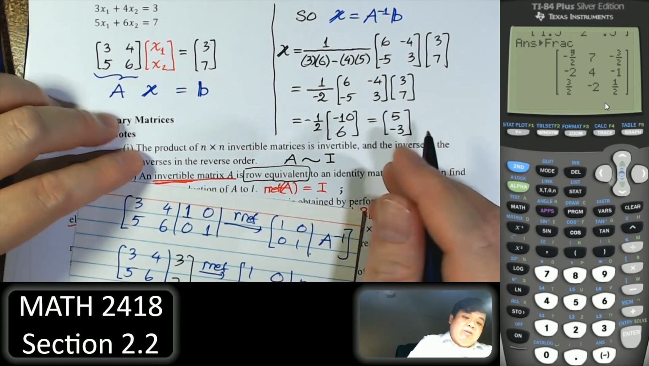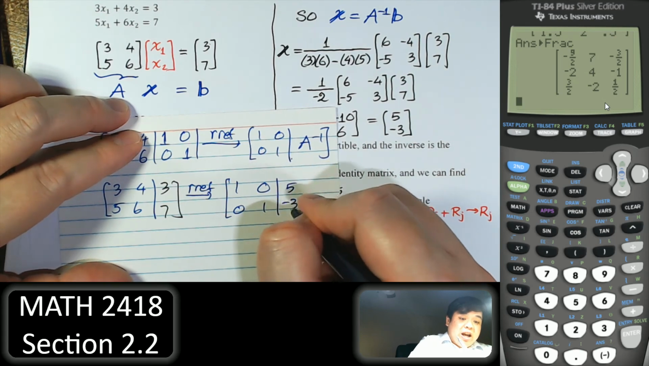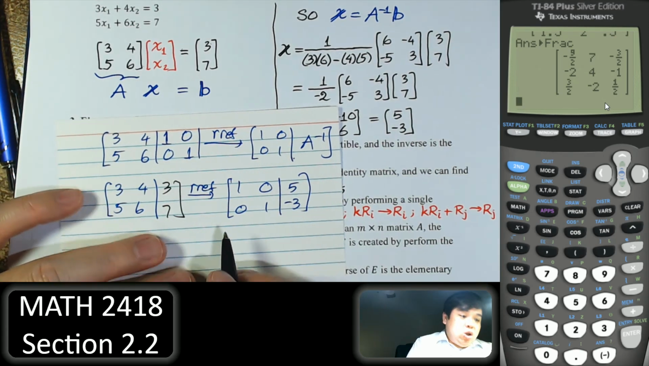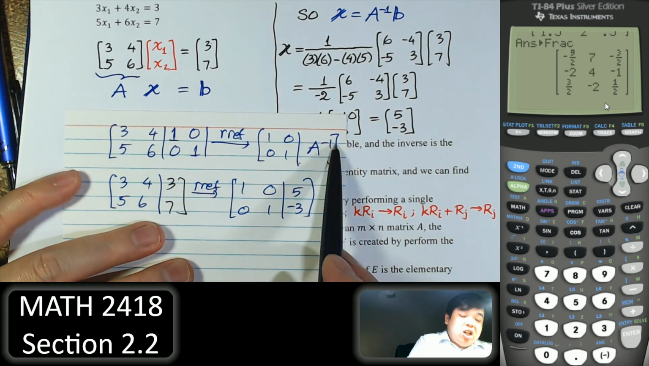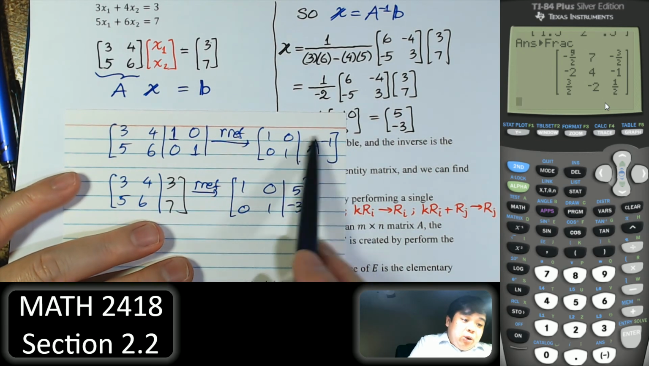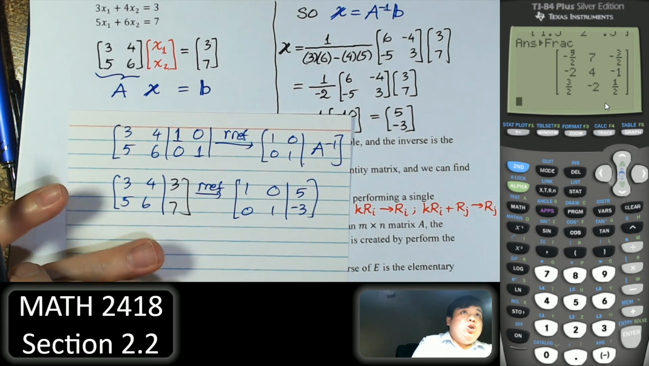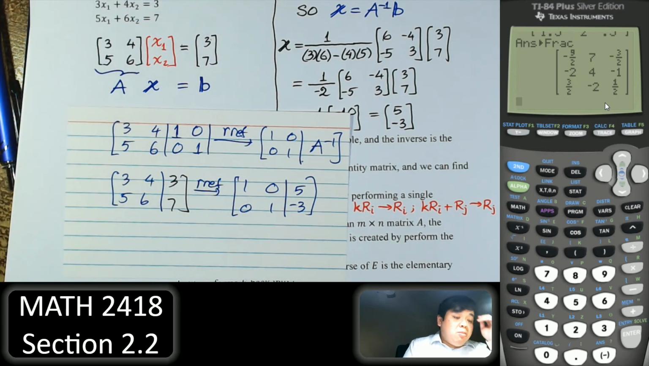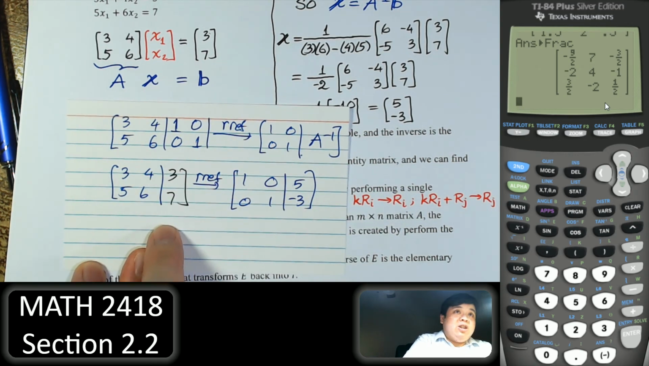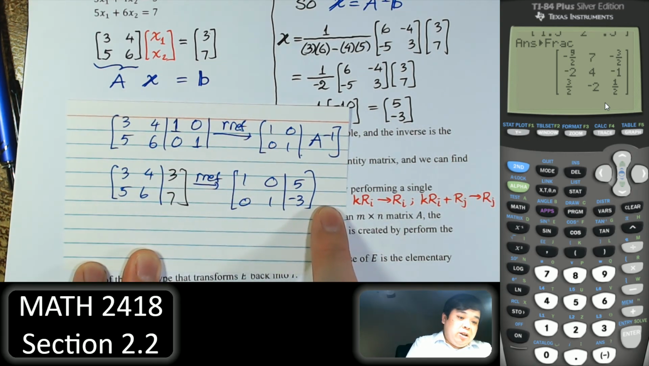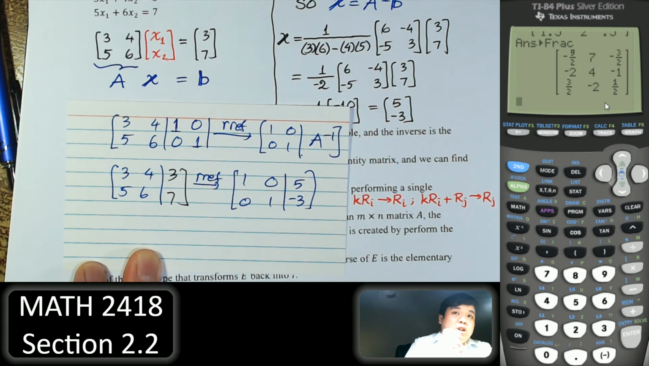Actually, in this case it will be 5, negative 3. I did try that earlier, right? So we have to do a lot more work just to find the inverse, and then when we take the inverse we multiply it to the vector on the other side. Why don't we just put the vector on the other side and do reduced row echelon form? That gets the solution directly.